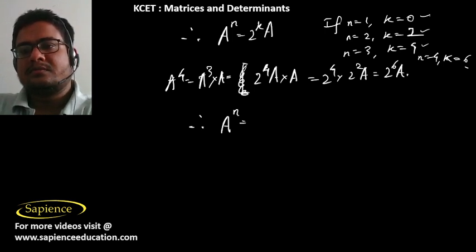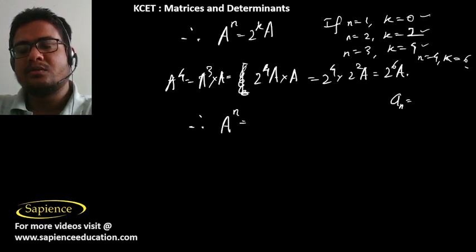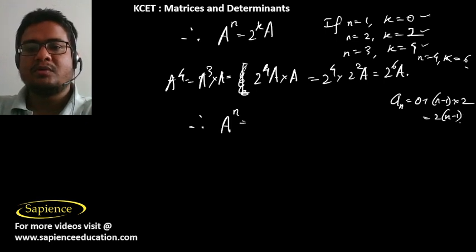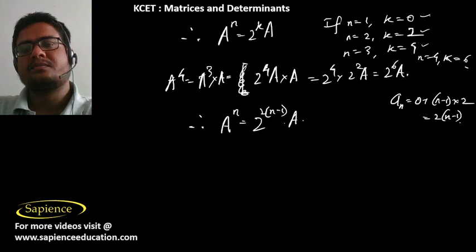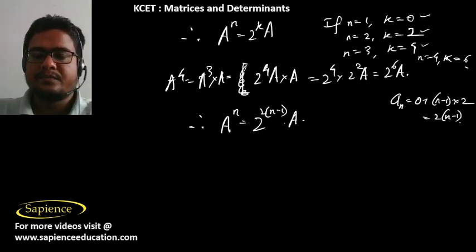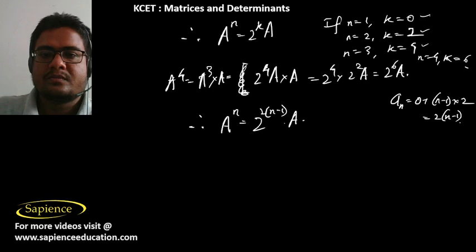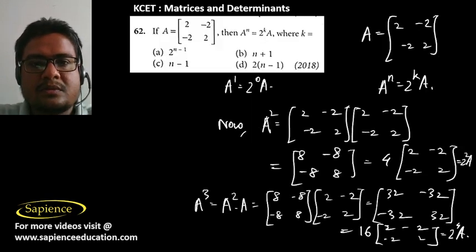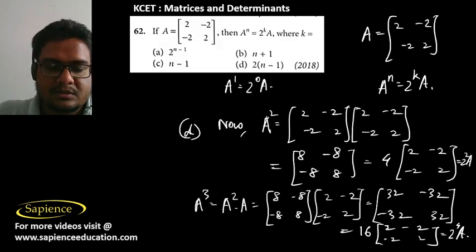So the first term is 0. Therefore, the nth term, a_n, is equal to a plus n minus 1 into d, which is 2. It's 2 into n minus 1. So A power n is equal to 2 power 2 into n minus 1, times A. So it means that option D is the correct answer.